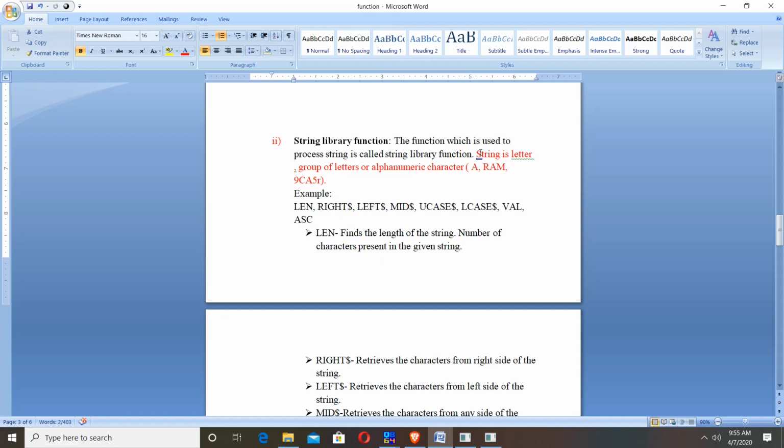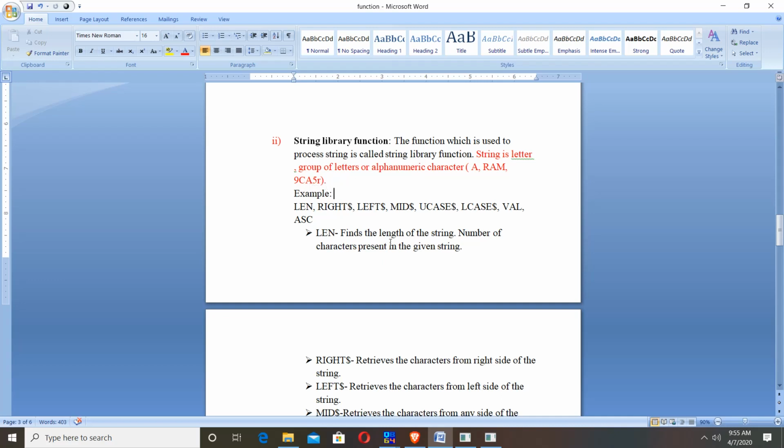Suppose if you write A, that will be a string. If you write B, that will be a string. Similarly, it is a group of letters. Group of letters means if you write any name, that also will be a string. And similarly, next one is alphanumeric character. Alphanumeric character means it is a combination of alphabets as well as numbers. Just see here, 9CA5R. It is an alphanumeric character because it contains numbers as well as alphabets.